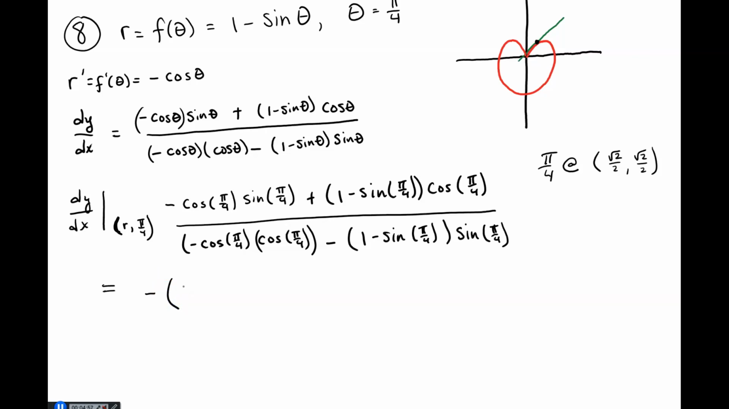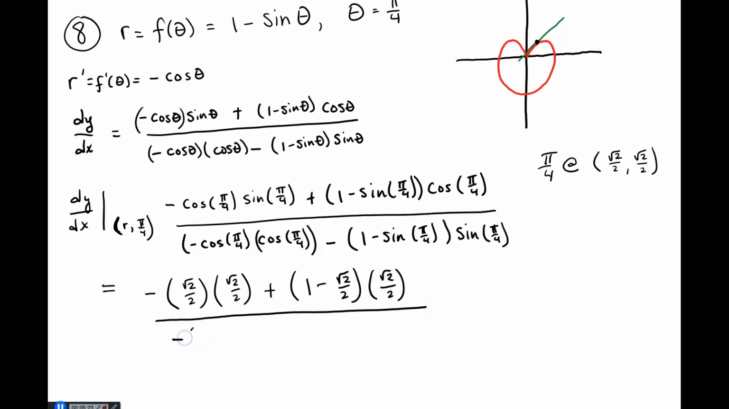You have a negative, of course, the cosine of pi over 4 being square root of 2 over 2, the sine being square root of 2 over 2, plus a 1 minus a sine, I'm sorry, not sine, we're going to replace that with the square root of 2 over 2 multiplied by the cosine, which again is the square root of 2 over 2, divided by a negative, and then it's a square root of 2 over 2 multiplied by square root of 2 over 2, minus a 1 minus a square root of 2 over 2, and then multiplied by one more square root of 2 over 2.